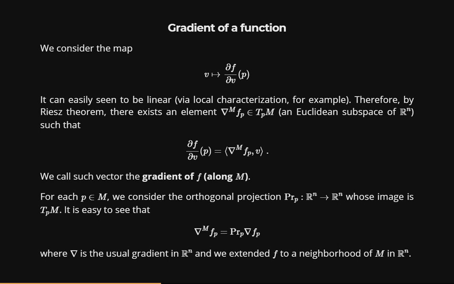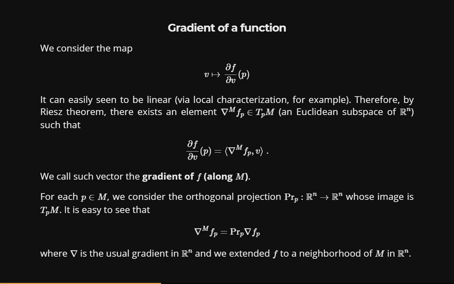Now, for each p of M, you can consider the orthogonal projection from Rn to Rn whose image is the tangent space. The tangent space is a Euclidean subspace, so you can take the orthogonal projection. This is the important fact. The gradient along M of a function is the projection of the usual gradient in Rn of any extension of this function.